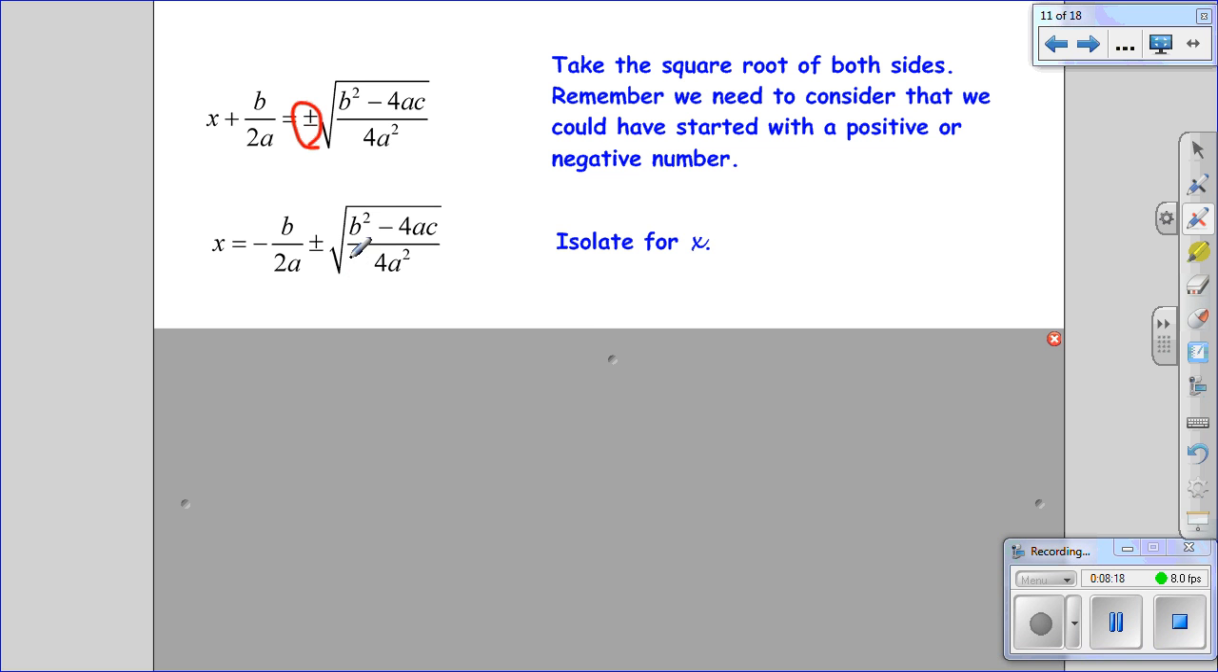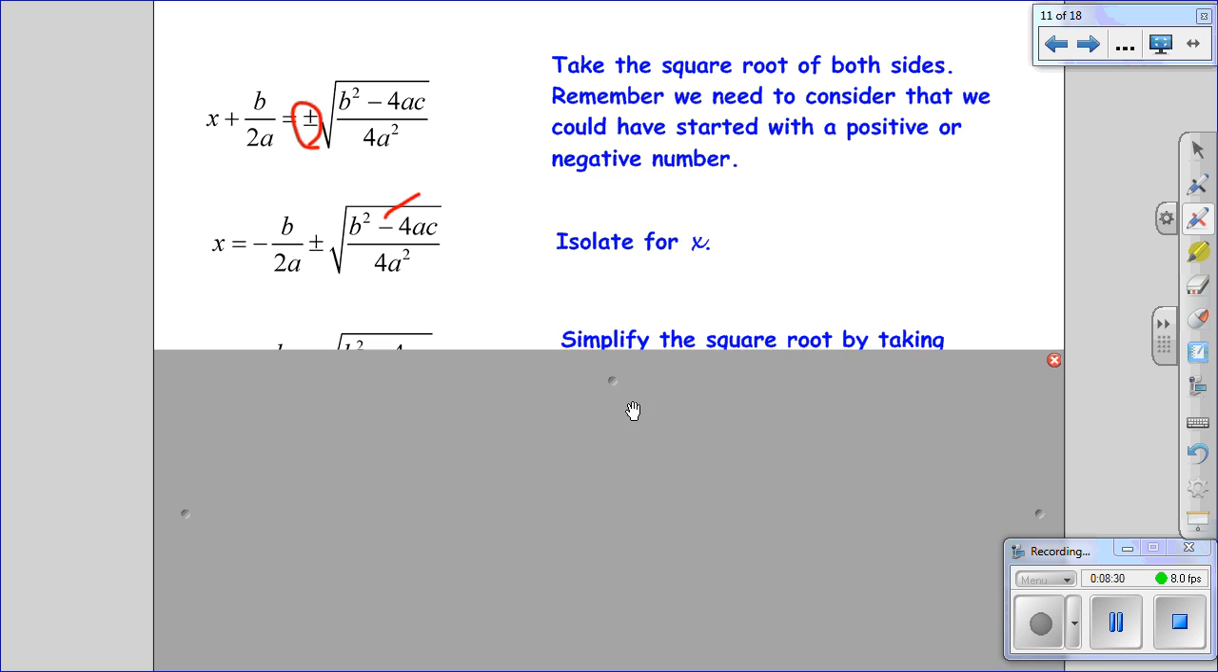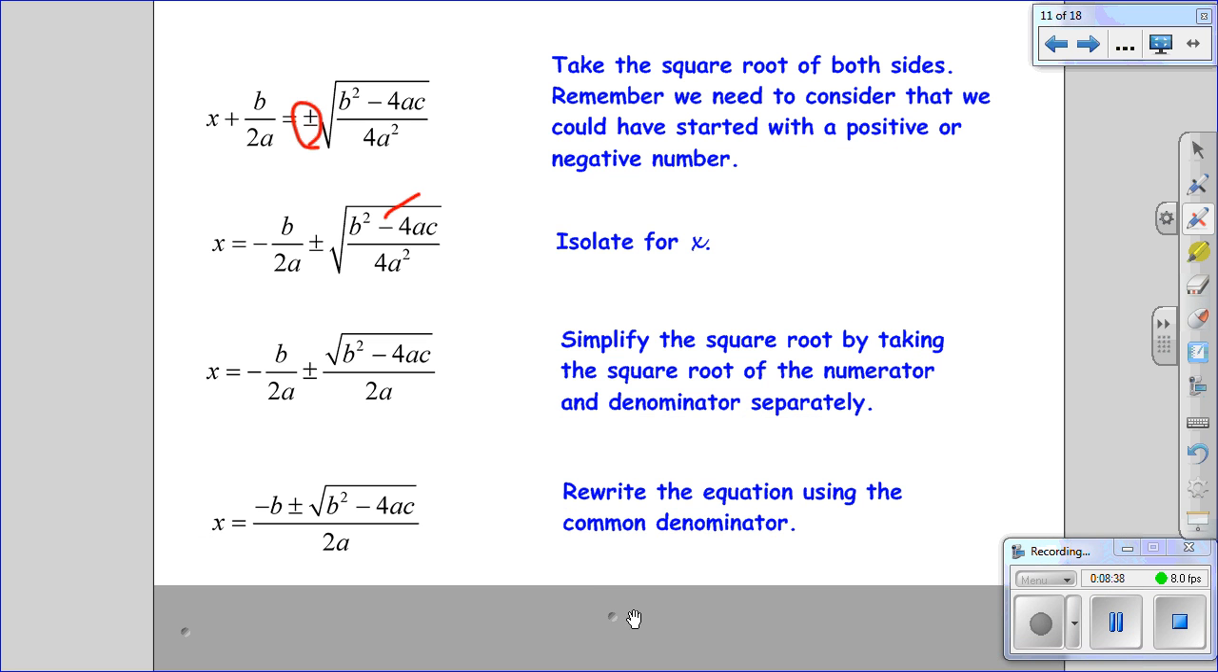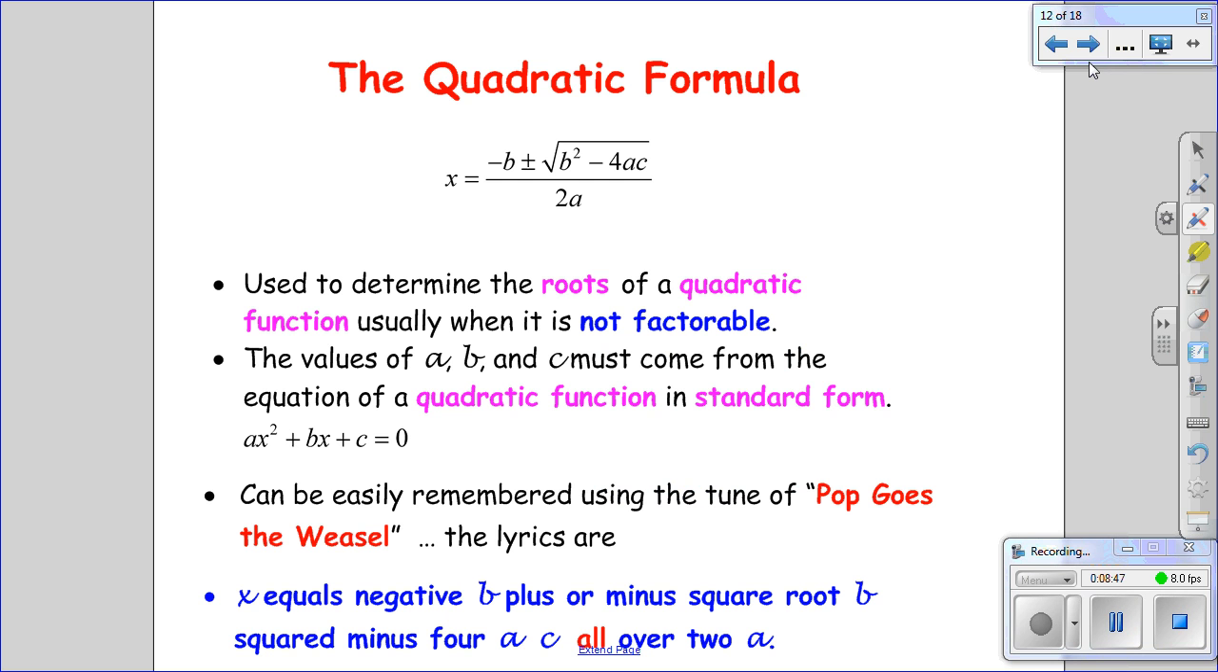Last thing, I need to take the square root of this mess here. Well, b squared minus 4ac, I can't do anything because of the negative sign there. But I can take the square root of 4a squared. So I can split it up and leave it as root of b squared minus 4ac all over 2a. And I notice now I have a common denominator. So it can be written as x equals negative b plus or minus square root of b squared minus 4ac all over 2a, which is known as the quadratic formula.